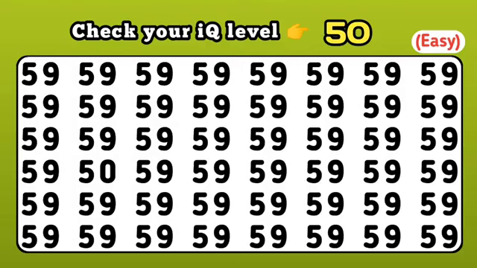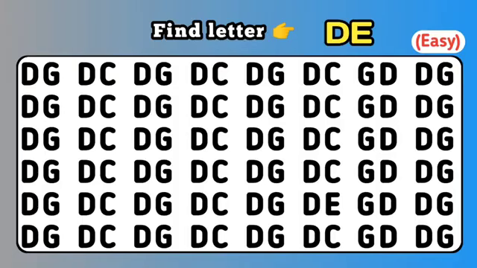Hey viewers, check your IQ level, find 50 within given time. Amazing, your IQ level is so good. Hey genius, find the odd letter DE within given time. Hey genius, please stop, your time is over.